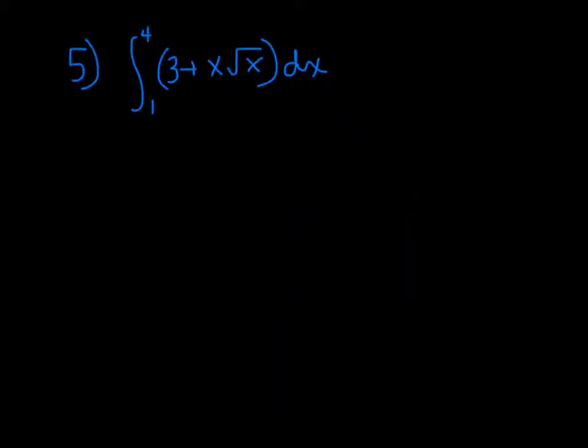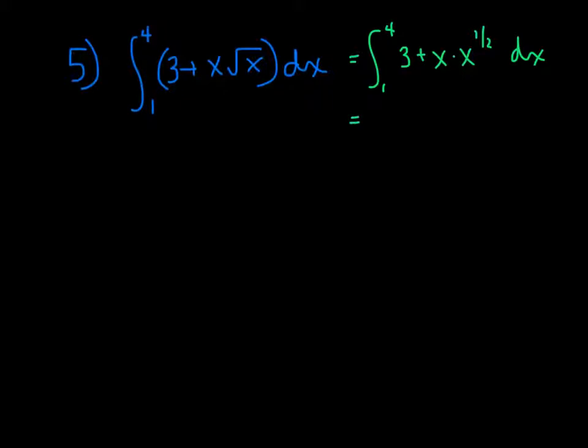Okay, looking at number 5, the integral from 1 to 4 of 3 plus x square root x dx. I cannot stress enough how important it is to rewrite before we get into this. So if I rewrote this, I'd have the integral from 1 to 4 of 3 plus x times x to the 1/2. Well, hopefully I know that x times x to the 1/2: when you are multiplying powers with the same base, you add exponents.